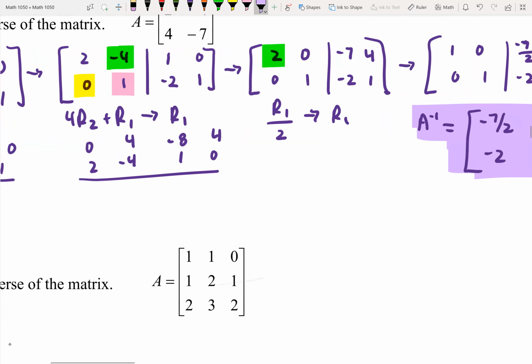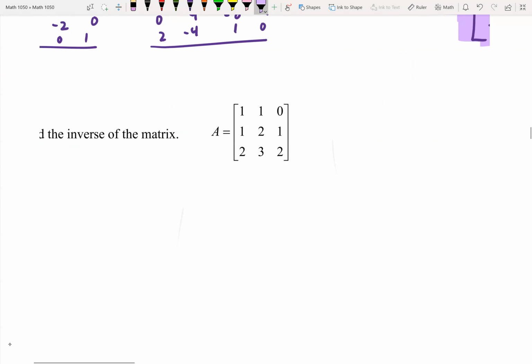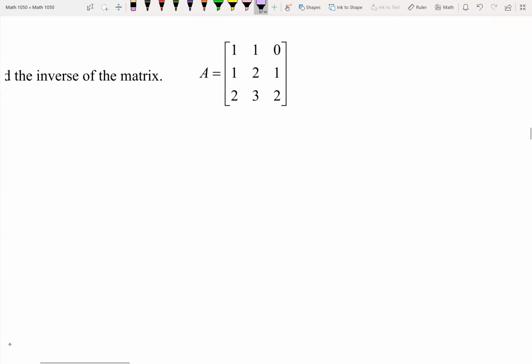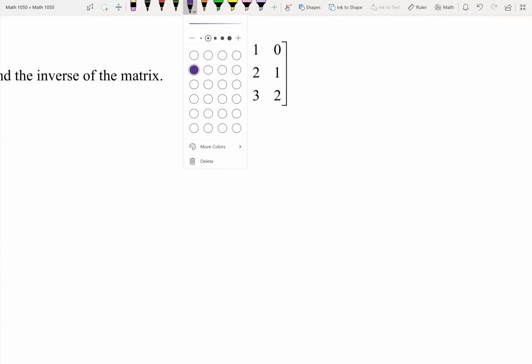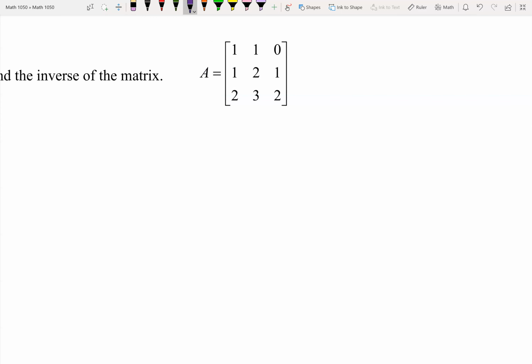Okay, here we go. Find this inverse. Let me say something before we start. This is Gauss-Jordan, where you have to go all the way to the identity with just more numbers on the other side. That's all it is. So this is no more difficult than Gauss-Jordan. All right, let's go ahead.